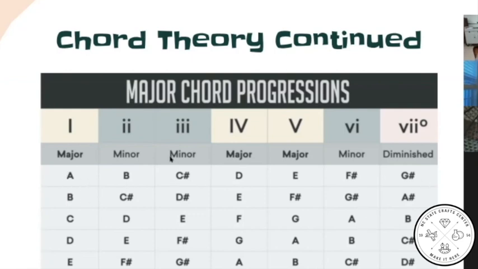Okay, the Roman numerals, I would tell you not to pay too much attention to that. That's more if you're trying to become an accomplished musician. Just the capital Roman numerals are for major chords. The small lowercase Roman numerals are for minor chords. And if it has that actual degree symbol next to it, it's a diminished.